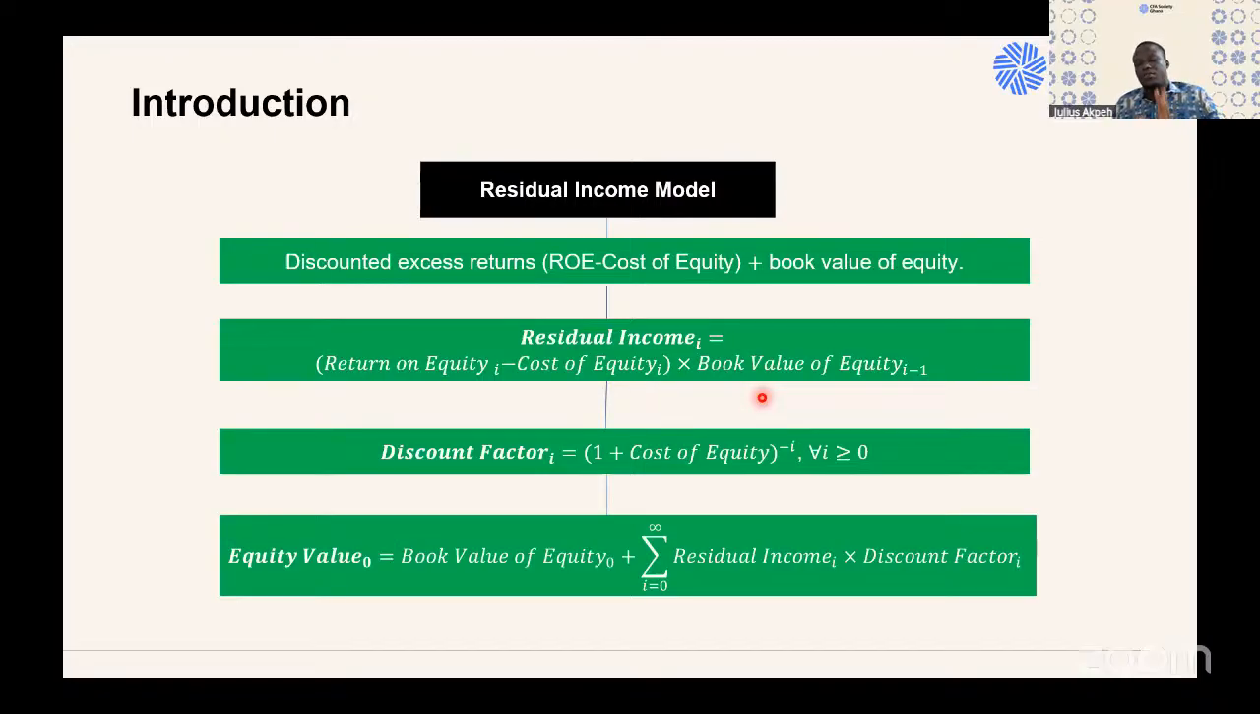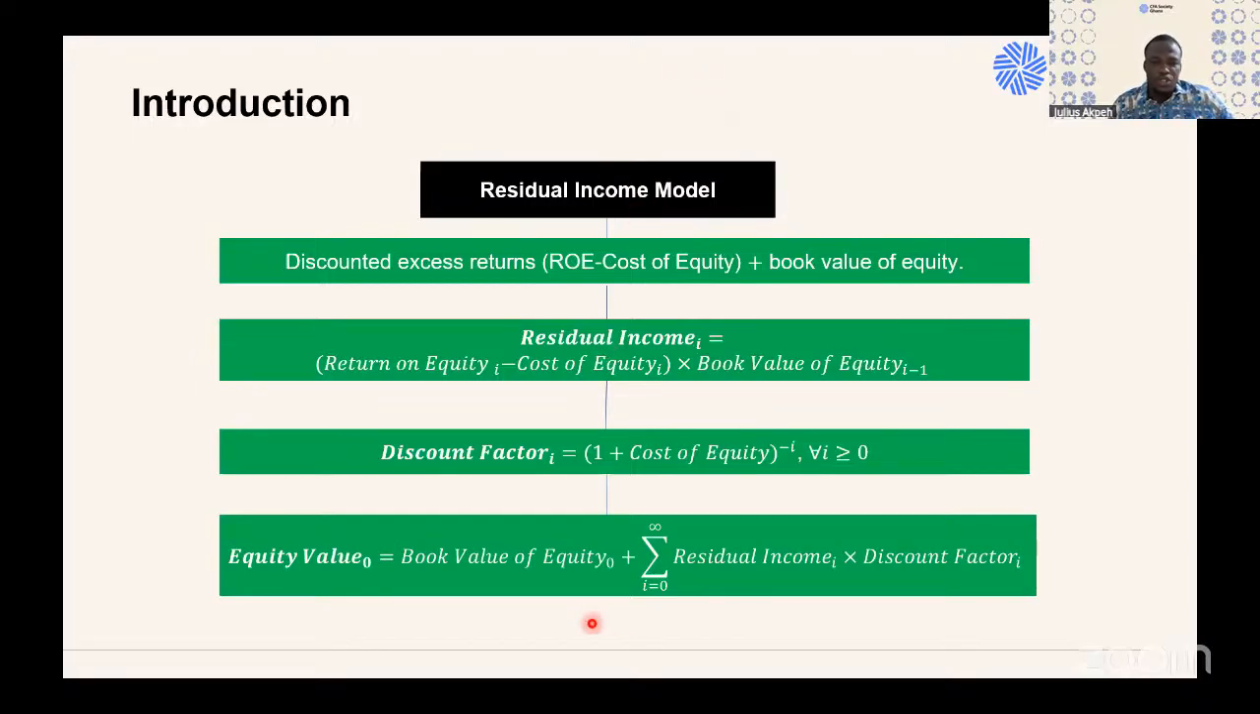Now, if what the company is giving to investors is more than what investors expect or require, then we say that the business is creating value, because they are giving something more than what investors require, right? So that extra value created, or that extra return, when you multiply it by the beginning book value, gives you the residual income.